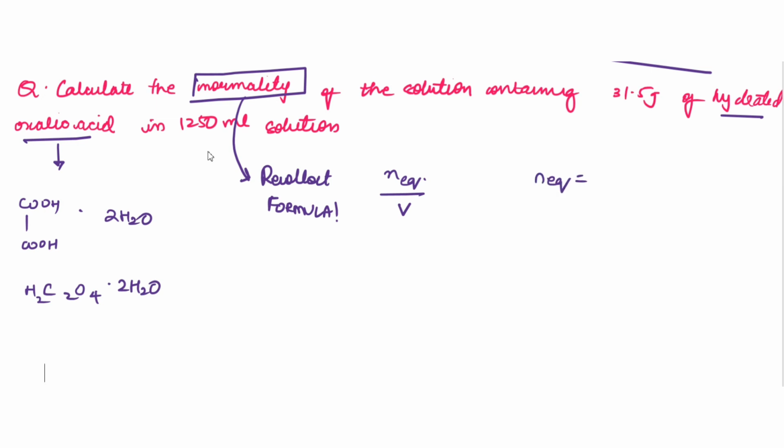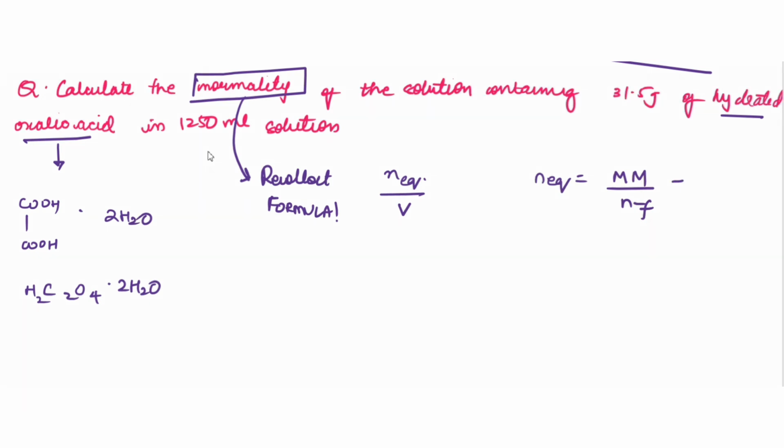Now we have to find the normality. Before that we need to find the number of equivalents. Before that, what's the formula of number of equivalents? Molecular mass divided by N factor. Before that we need to find the N factor. What is the N factor?